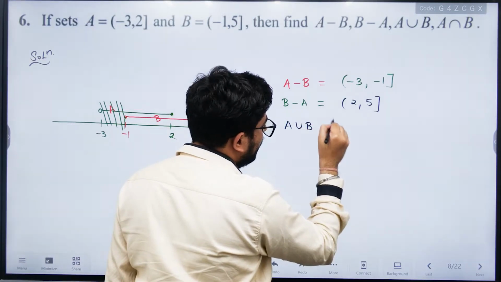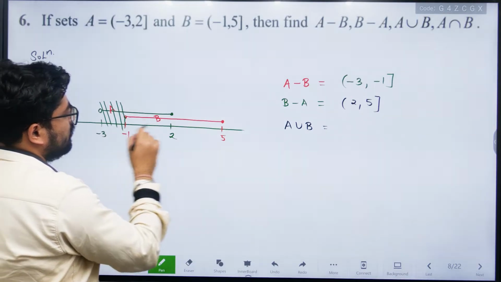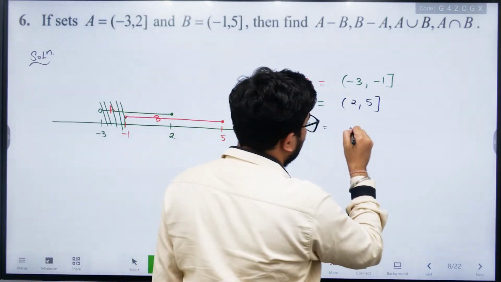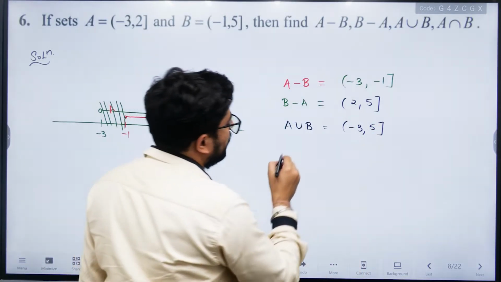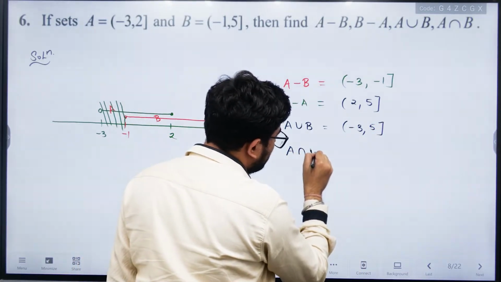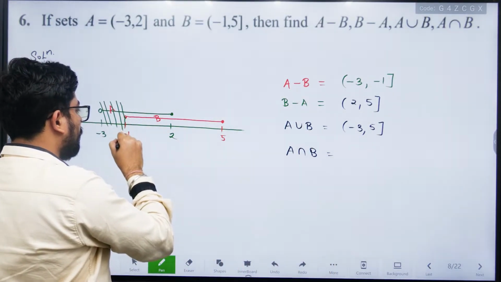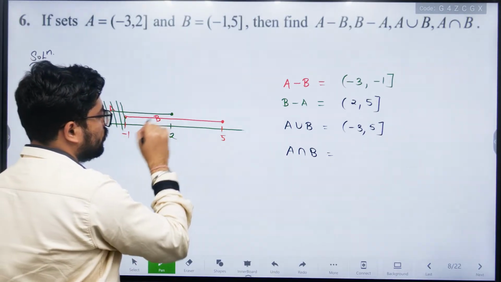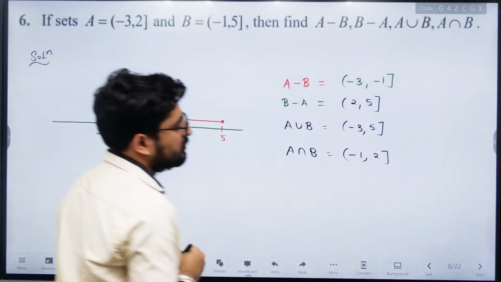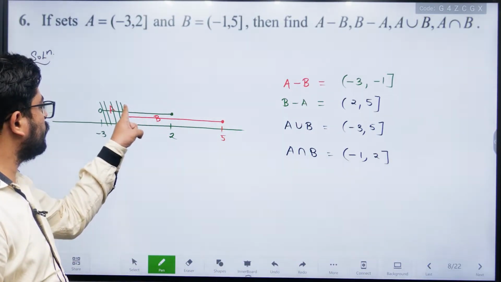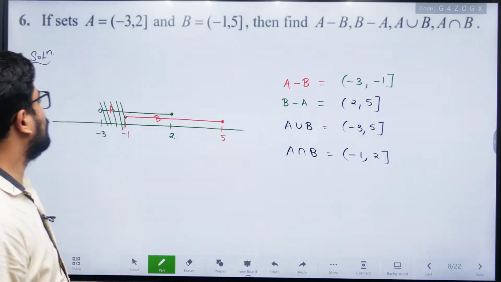A union B is what? A union B is minus 3 to 5. 5 close, minus 3 open. Next is A intersection B. A intersection B is the collection of common elements. Common elements are minus 1 open to 2 close. These are the common elements. Got it? So this is your question number 6.